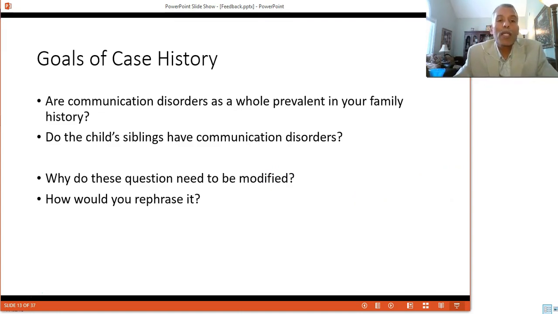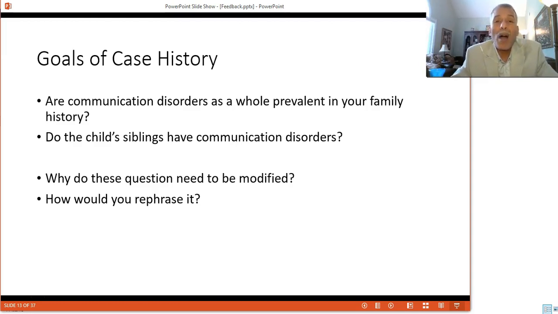Now, here's another one. Are communication disorders as a whole prevalent in your family history? Where is family history? As a person, family history could be inside of the family, like a father, a mother, the kids, or does it include the grandparents? How far does it go? Someone who comes from, say, another country, their family history might be 5,000 people. And also, prevalent, what does it mean?